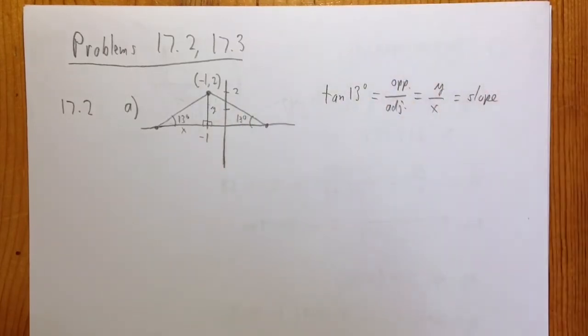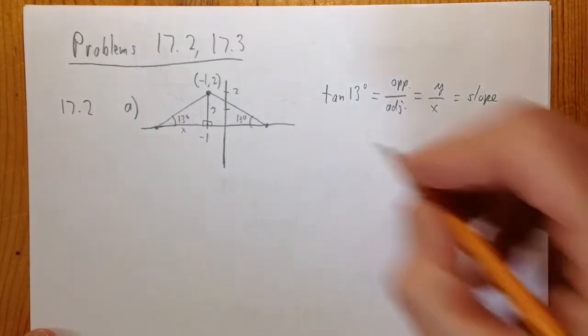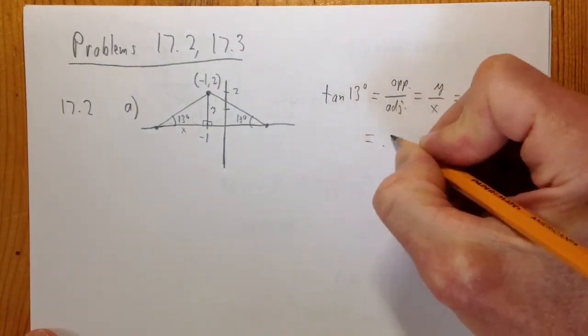Okay, so all we got to do is take the tangent of 13 degrees. Make sure your calculator here is in degree mode. So I go tangent of 13 degrees, I get 0.230868. How far do you want to go? I'm just going to go 23. So let's say the slope then is 0.23.